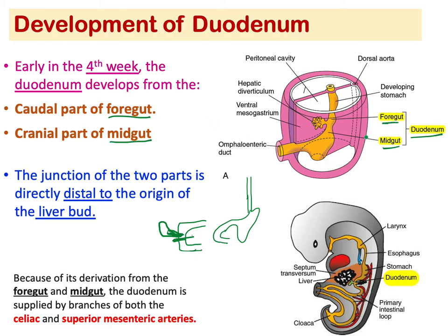This is very important. Why is it important? Because you know that the blood supply for the foregut is from the celiac trunk, while the blood supply for the midgut is from the superior mesenteric artery. That means the duodenum, which formed from foregut and midgut, you have to expect that the blood supply comes from the celiac trunk and from the superior mesenteric artery, as you see here.